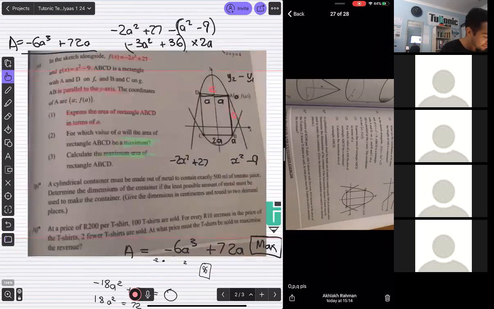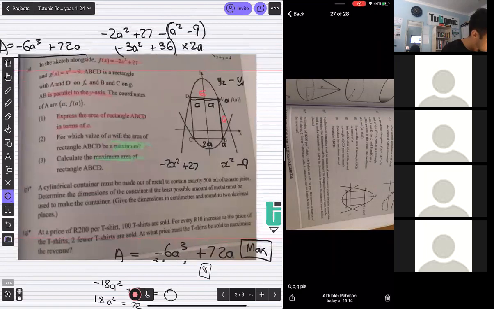Okay. So the question says you've got 2 equations, 2 parabolas, and we're saying AB is parallel to the y-axis, DC is parallel to the y-axis. The coordinates of A are A and F of A. F of A just means you're subbing in A into F, which is exactly what it says. Express the area of the rectangle in terms of A. The maths is length times breadth, right? So the breadth, if this is A, the X value, therefore this is 2A.